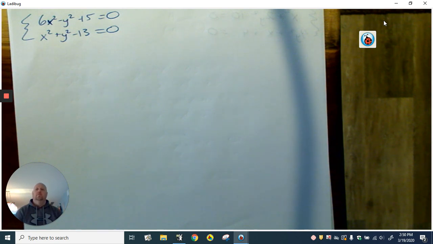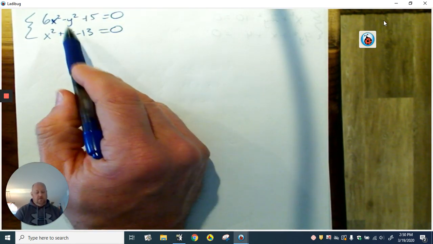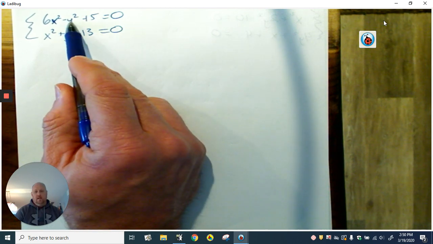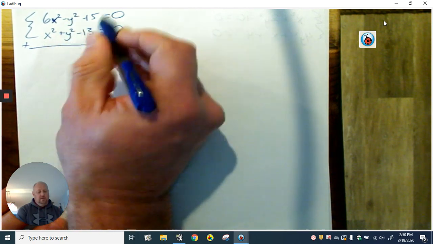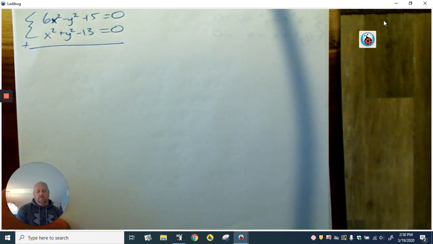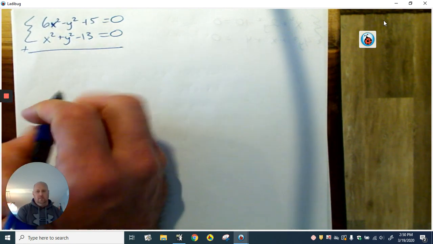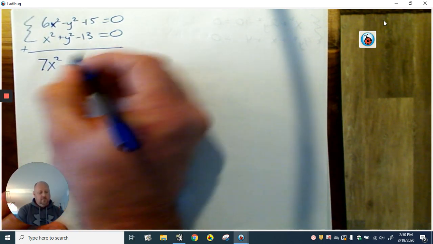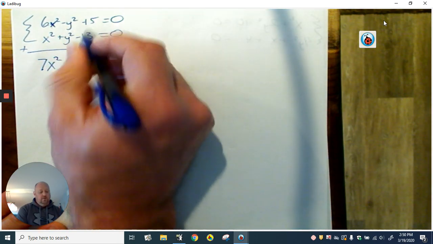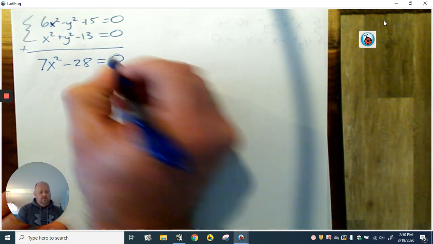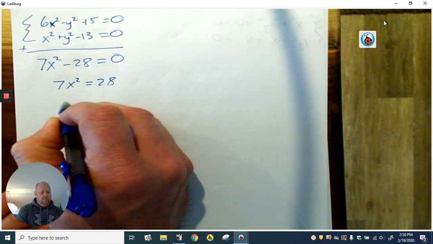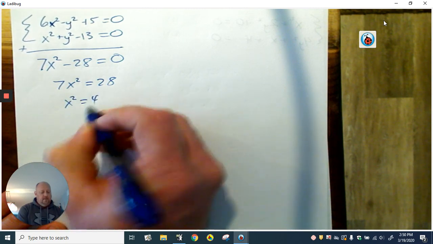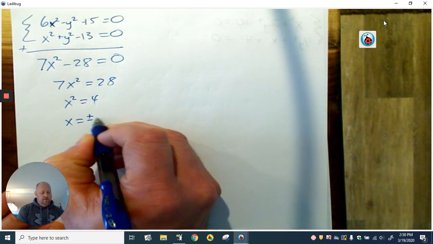The elimination method works exactly like the elimination method back with lines. I like it for this one because we have a positive y squared and a negative y squared. If I just simply add those two equations together, my y squareds are going to cancel. So I've got 6x squared plus x squared is going to give me 7x squared. The y squareds go away. I get minus 28 is equal to 0. And I can just solve that from there. Move the 28 to the other side, divide by 7. And then that tells me x is going to equal plus or minus 2.